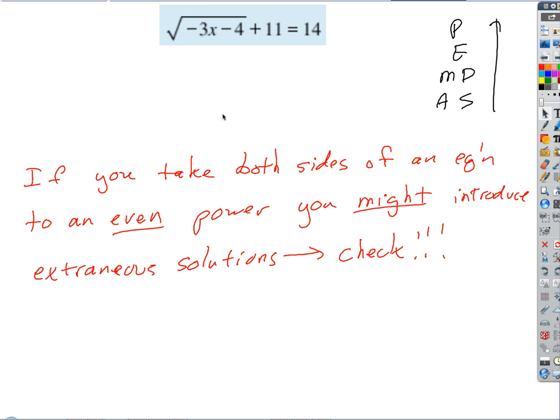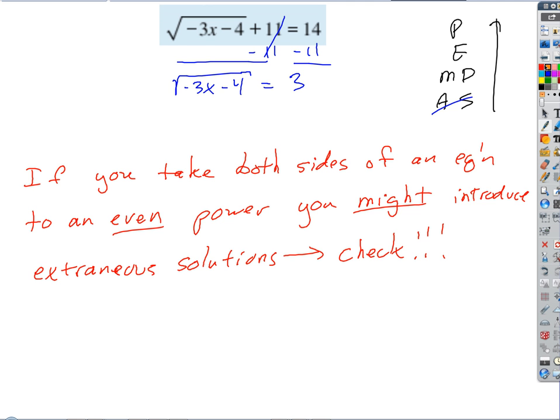Subtract 11. Okay, so first we'd want to subtract 11 from both sides. And that would give us the square root of negative 3x minus 4 equals, what, 3? Okay, now what? What do you think? Reverse the square root. Okay, yeah, how would you undo a square root? Square it. Yeah, we'll square both sides, right?